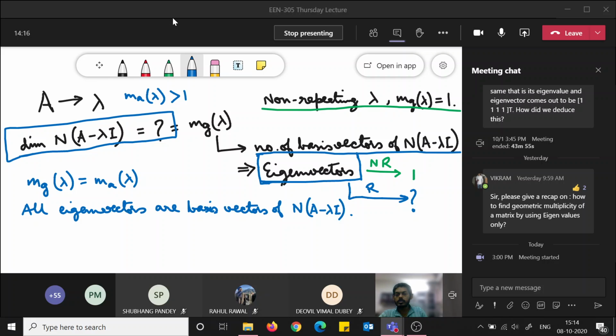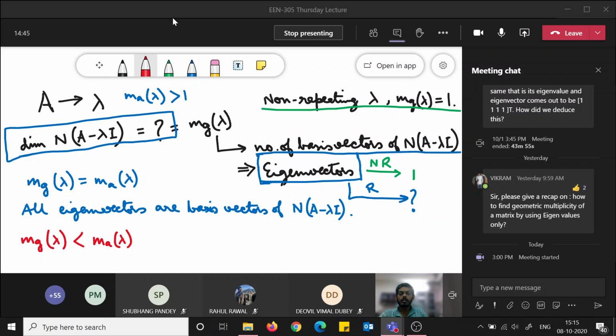The problem happens when mg lambda, the geometric multiplicity, is less than the algebraic multiplicity. Then what problem happens? You will get fewer eigenvectors than there are repetitions of the eigenvalue. That is the problem.